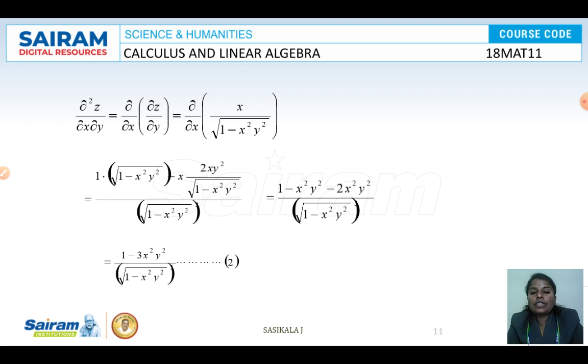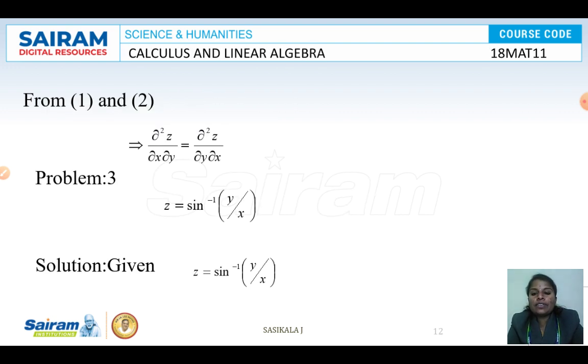Okay. Equation number 2 and this will be equation number 1. Both are having the same answer. So I can tell that dou squared z by dou x dou y is equal to dou squared z by dou y dou x. Same problem, you will be having sine inverse of y by x.